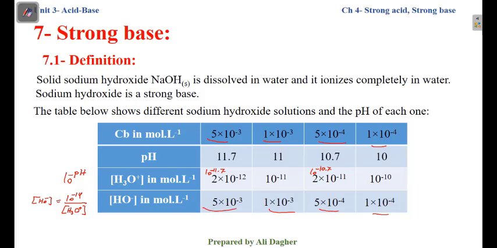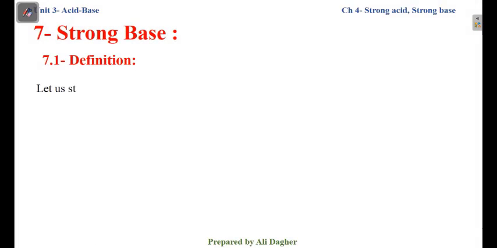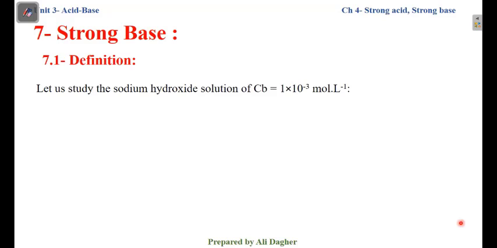We will study the second solution where the concentration of the base equals 1 × 10 negative 3 and the concentration of HO minus also equals 1 × 10 negative 3. Let's study the sodium hydroxide solution of Cb equal 1 × 10 negative 3 mole per liter. The equation of ionization of NaOH in water gives Na plus and HO minus.